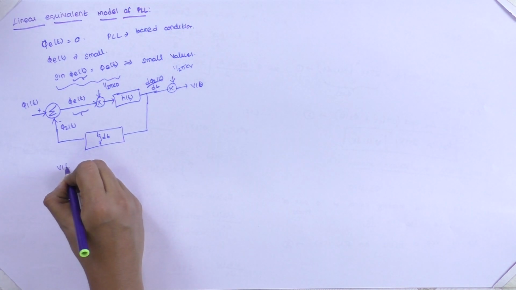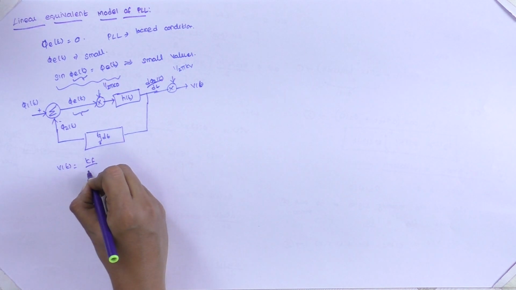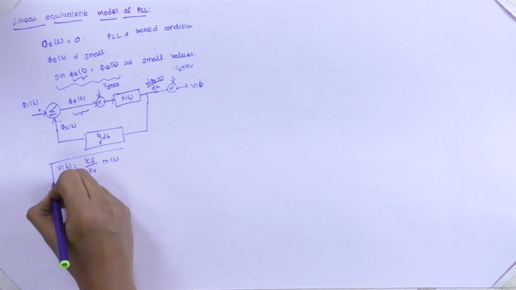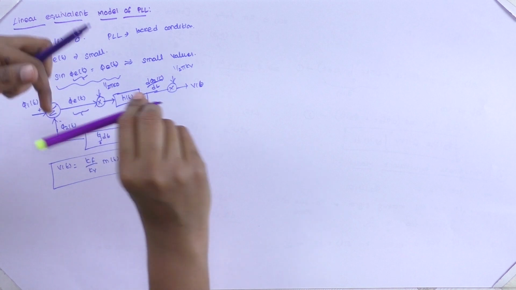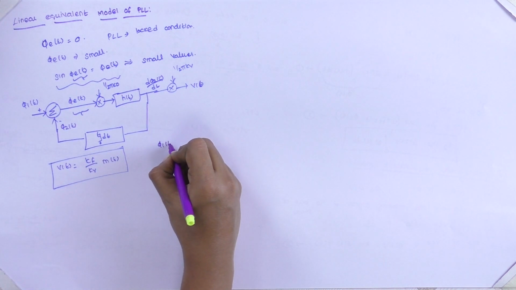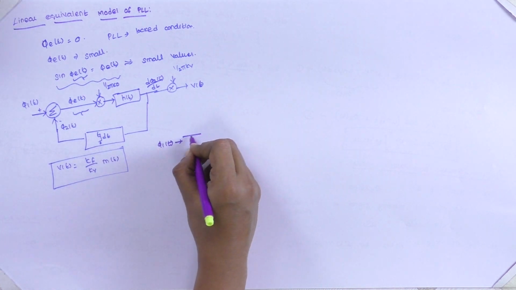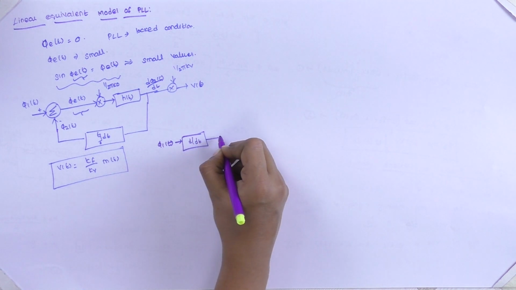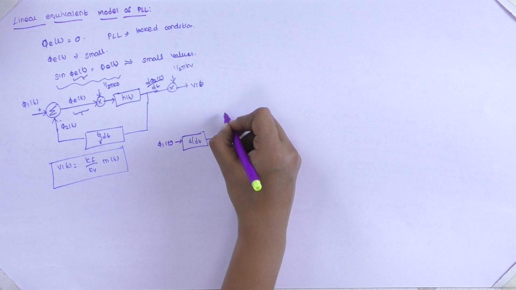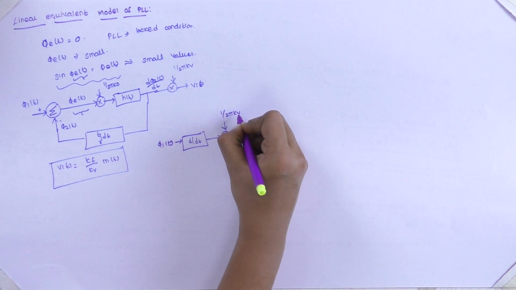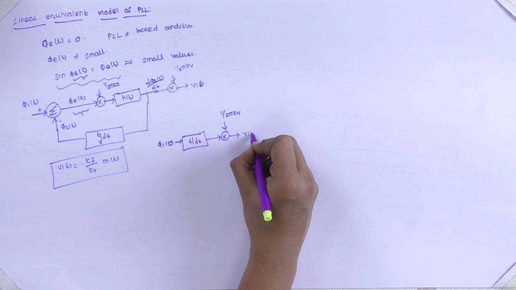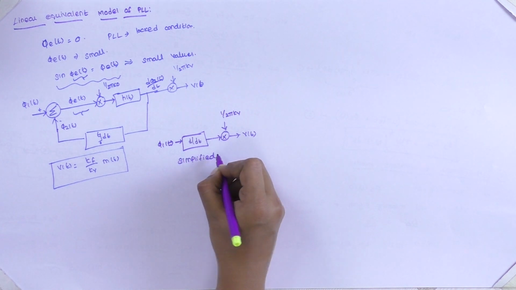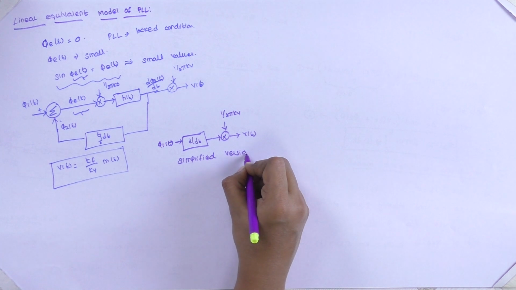V of t can also be written as a simplified model, kVf into kV divided by m of t, that is phi 1 of t. This is the simplified linear model: d by dt of 1 divided by 2 pi into kv, which gives v of t. This is referred to as the simplified version of the linear model.